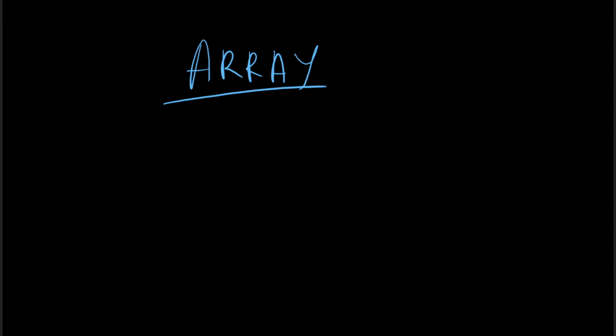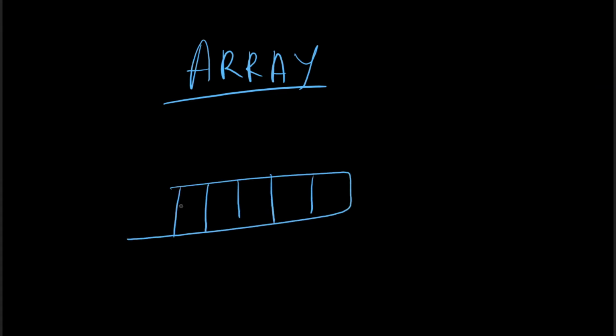How exactly does it look? So I'll be drawing, let's say, a size 5 int array. Okay, so this is your classic array. It has 5 elements: 1, 2, 3, 4, and 5. For the sake of simplicity, I'll call it A.